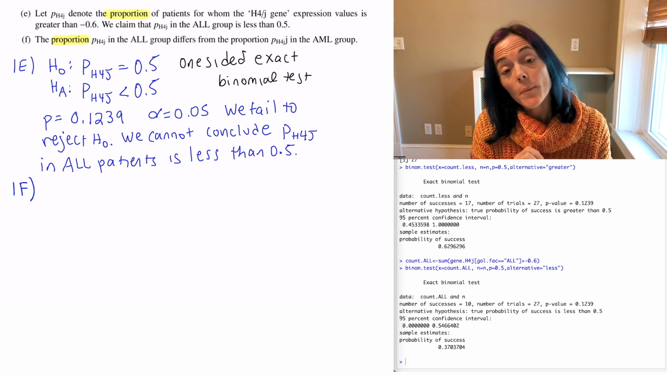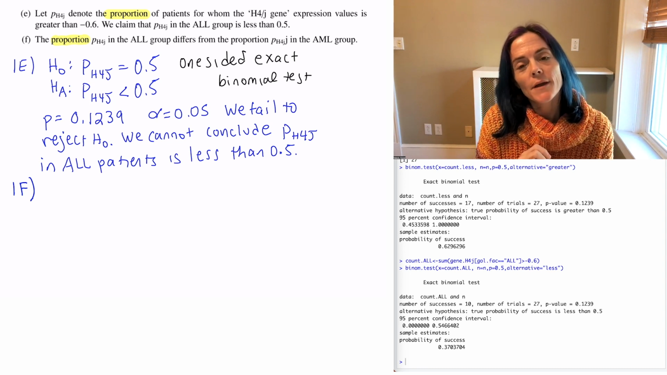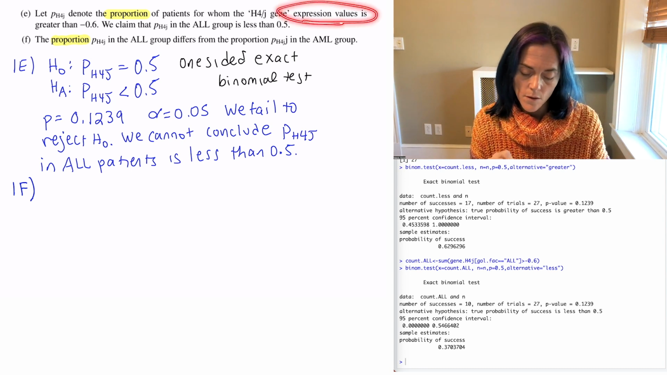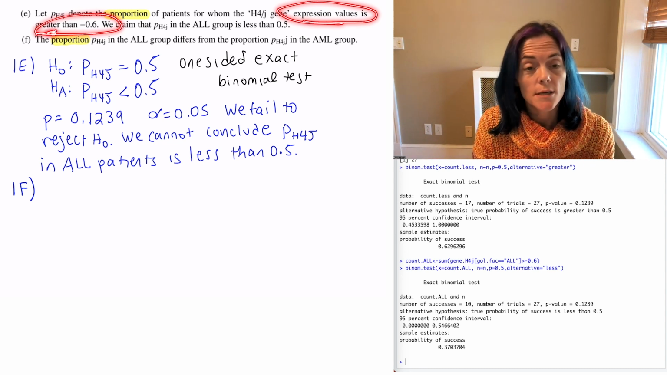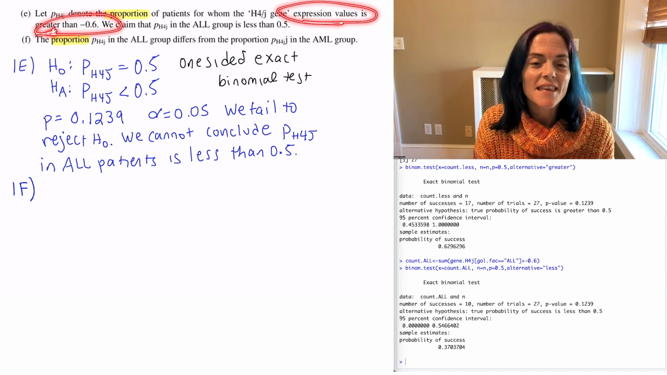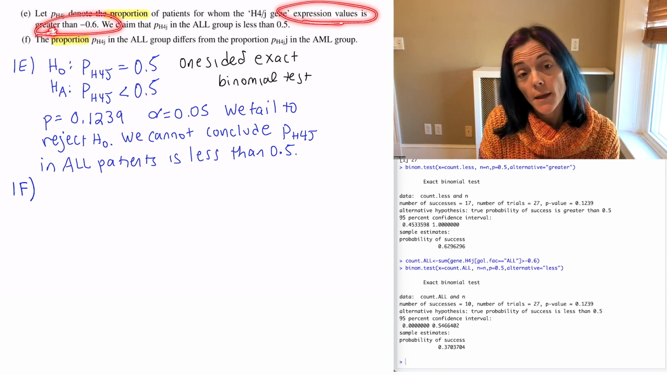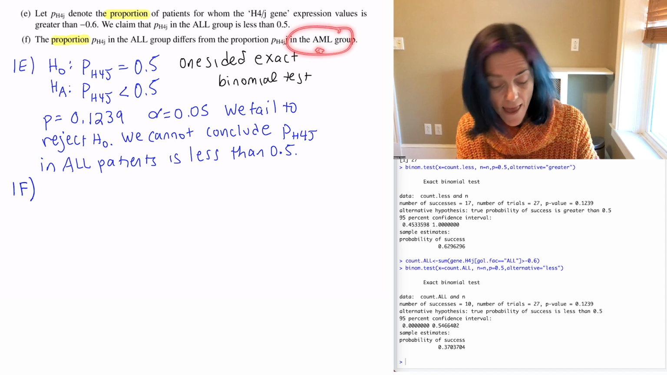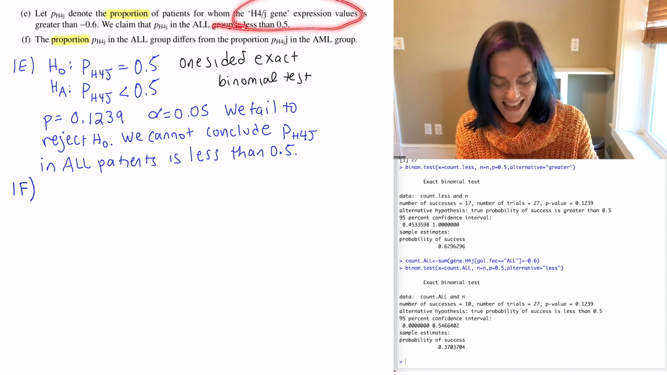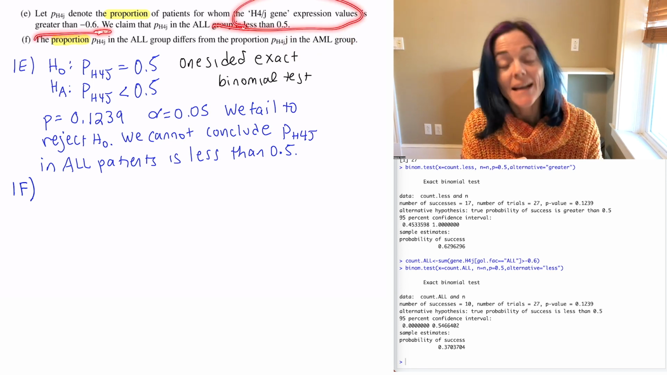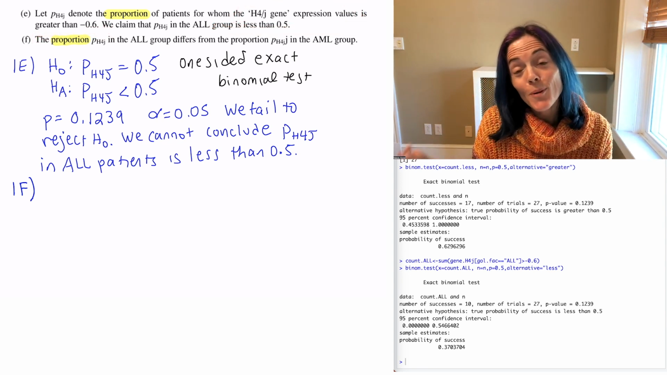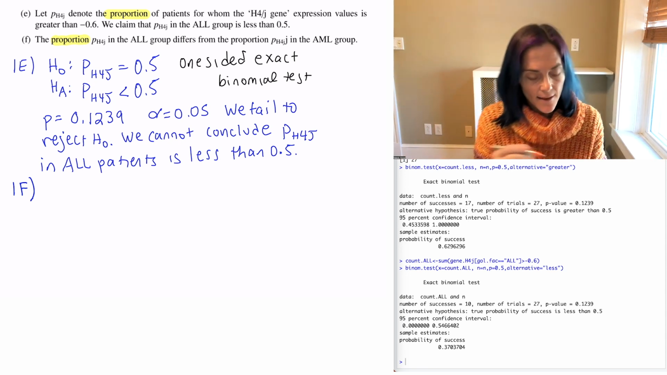Once again, it is about a proportion, but we are comparing the proportion of ALL patients whose expression of the H4J gene is greater than minus 0.6 to the proportion in the AML patients whose expression of the H4J gene is greater than minus 0.6. So we are comparing two proportions. That was a lot to say.